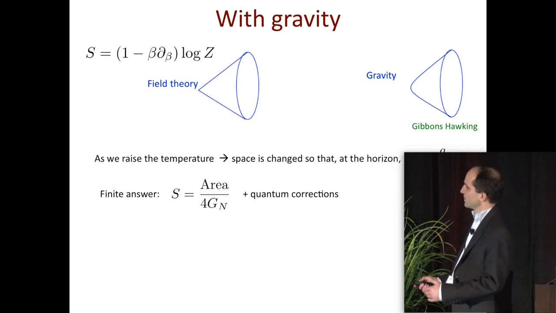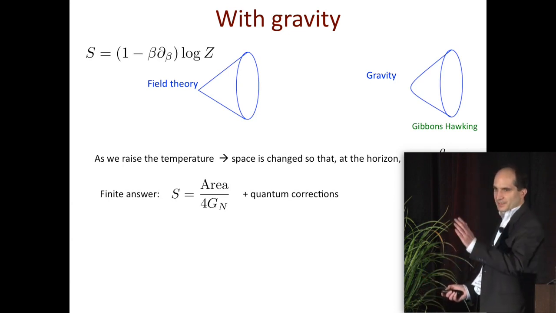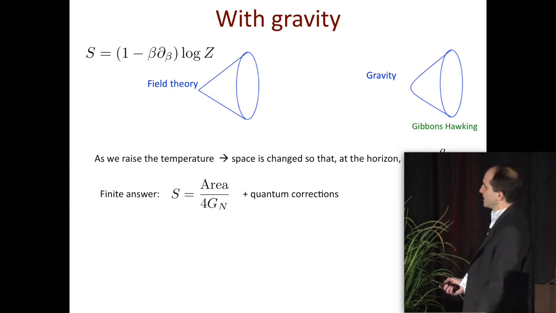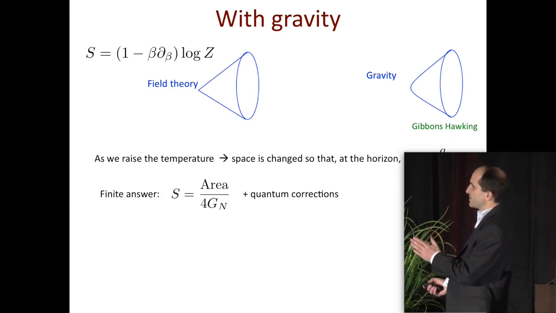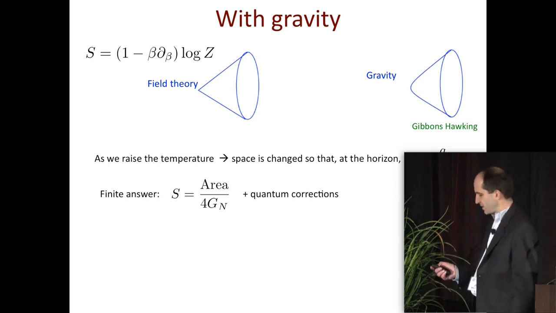So if we want to go back to the Lorentzian case, what is going on is that as you raise the temperature, the black hole is changed, and the horizon moves out in such a way that the acceleration of a local observer at some fixed position is always equal to the temperature as you approach the new horizon.